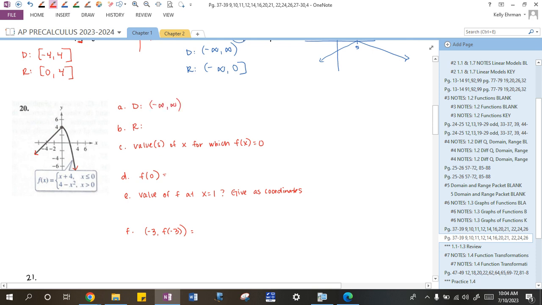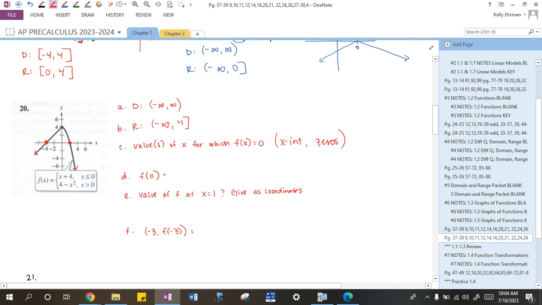Excuse me. The range, you always go bottom to top. So this graph goes down to negative infinity, and then its highest point is 4. Part C says values of x for which f of x equals 0. Another way to think about this is what are the x-intercepts, or what are the zeros of the function. So take a look at the graph. Where does this hit the x-axis?